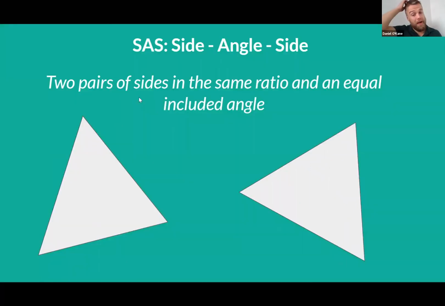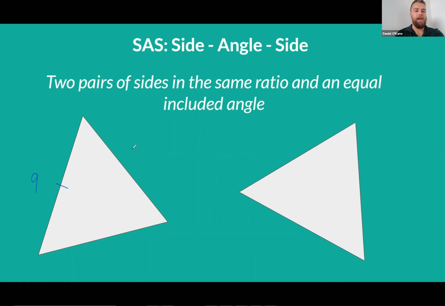The next is side angle side. So we haven't looked at this in too much detail. With the side angle side, two pairs of sides in the same ratio and then an equal included angle. So if I look at 9 and 11, for example, and then this matches maybe 18 and 22.